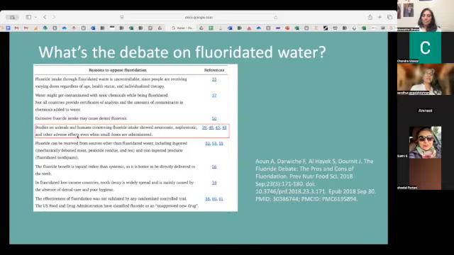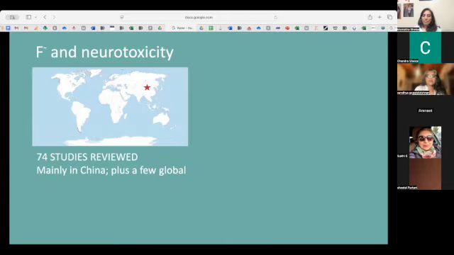Some issue with nephrotoxicity, with kidneys and so on. There's a pretty detailed meta-analysis on a lot of these studies, so we'll go into some detail just to understand what the real lowdown on fluoride is. How big of a problem is this?